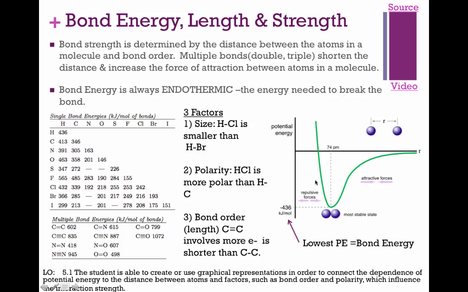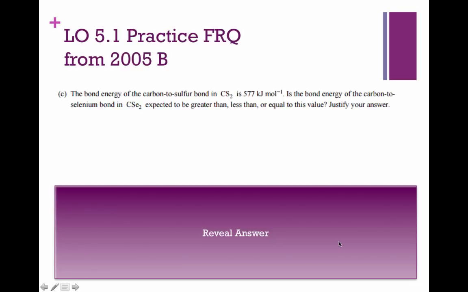And then this graph just shows the most stable energy for a bond. If this is H2, this shows the radius between the two atoms, and the most stable state is down here at the bottom. That's where your attractive forces and your repulsive forces balance out, and that's where you have the most stable state, which is the lowest potential energy.